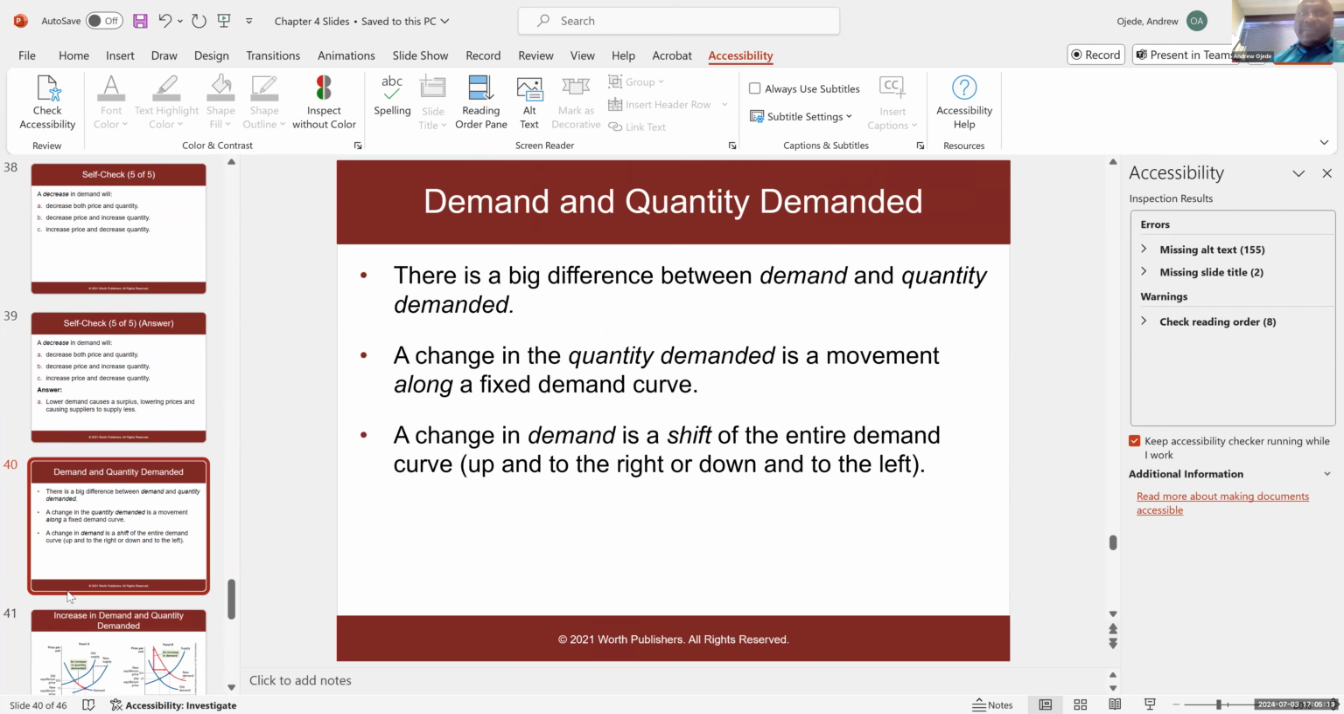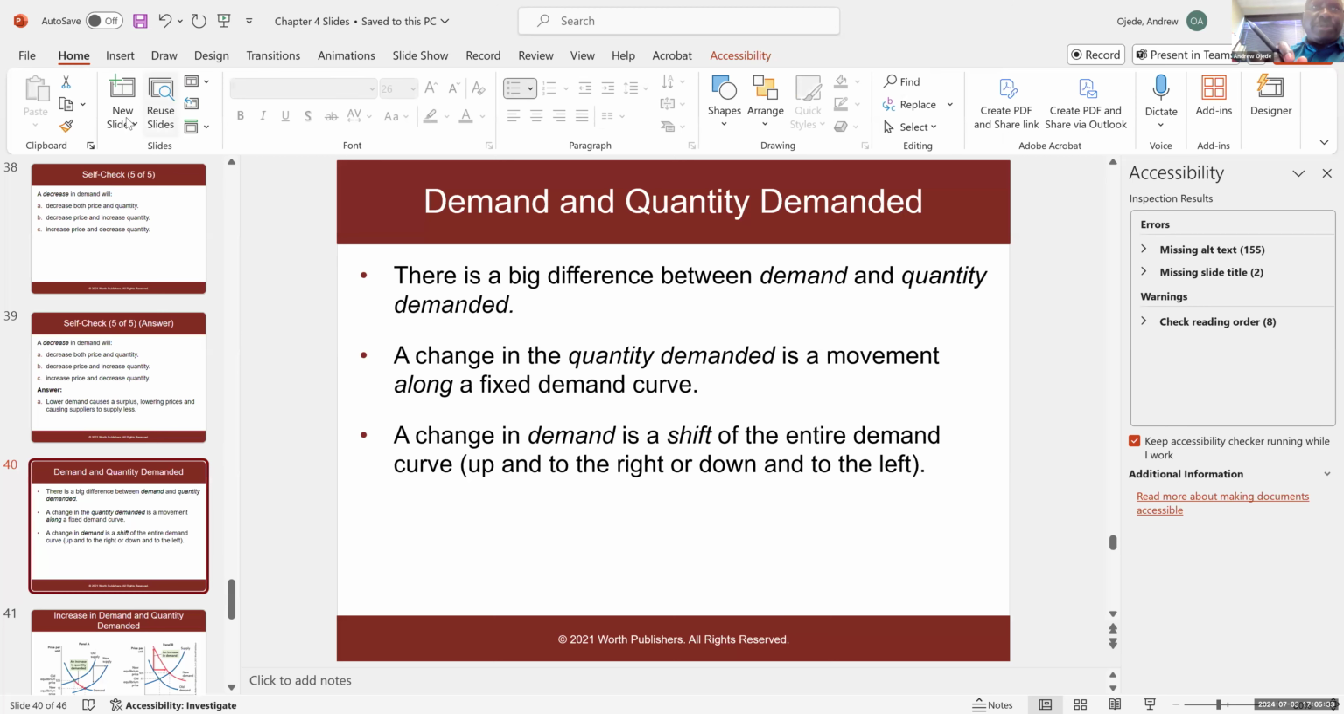So there's a big difference between demand and quantity demanded. We already talked about that: a change in demand and a change in quantity demanded. We did that in chapter 3, and you're going to see that. So the most important thing that you've got to know, I want you to understand this very well now.